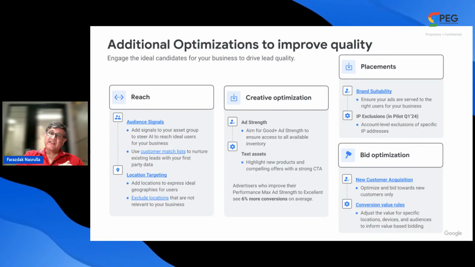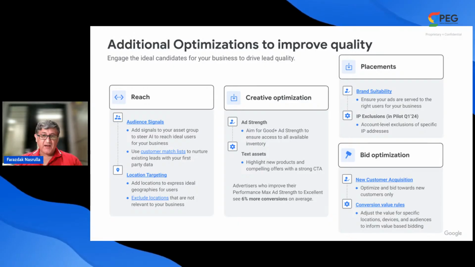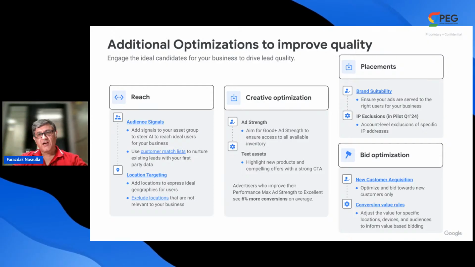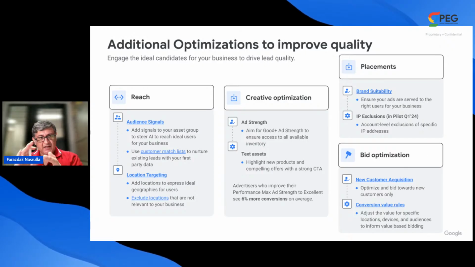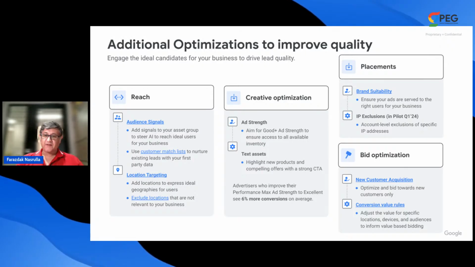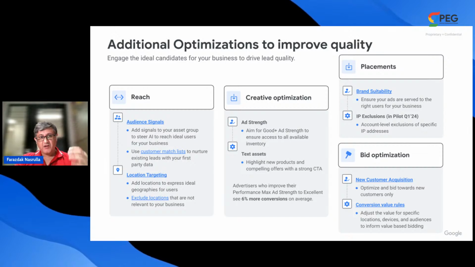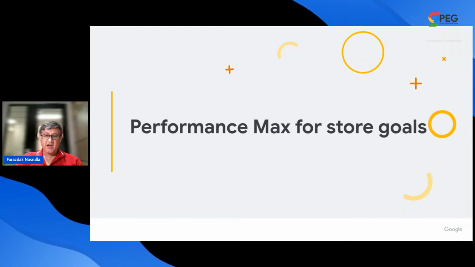Okay. Next is placements. Where do you want to place your ads? I'm getting a lot of invalid traffic coming inside. Farazdak, what can I do? IP exclusions. Use IP exclusions. Use brand exclusions. Use brand suitability. Okay, these are certain things which can control the invalid leads coming into the system. Use bid optimization, new customer acquisition, and conversion value rules you can set up. So these are certain levers within your Performance Max campaign which you can take advantage of to steer it in the right direction.